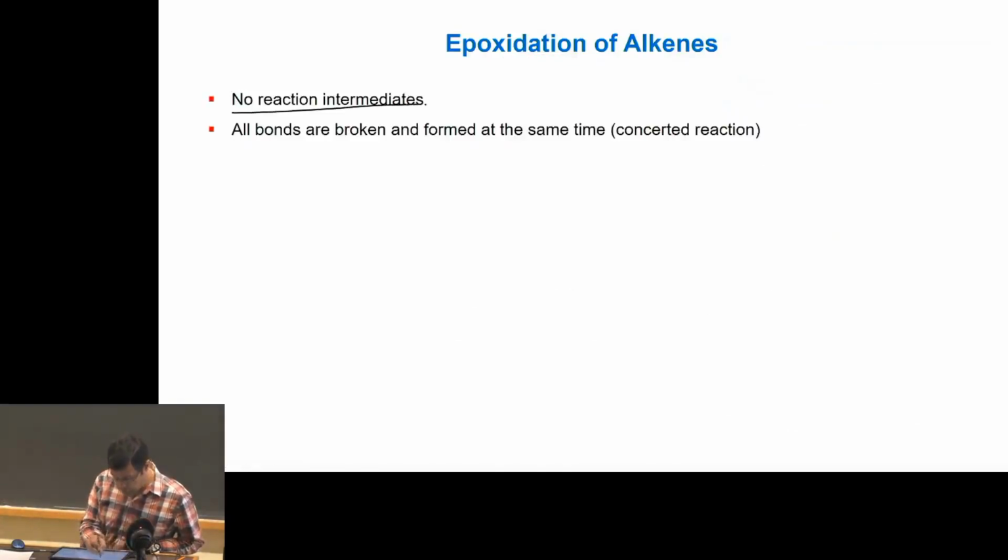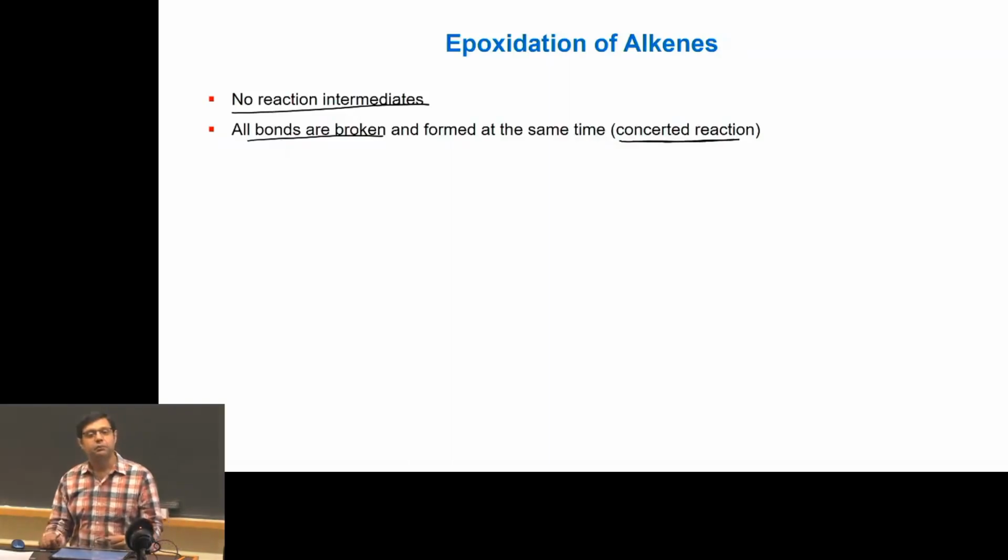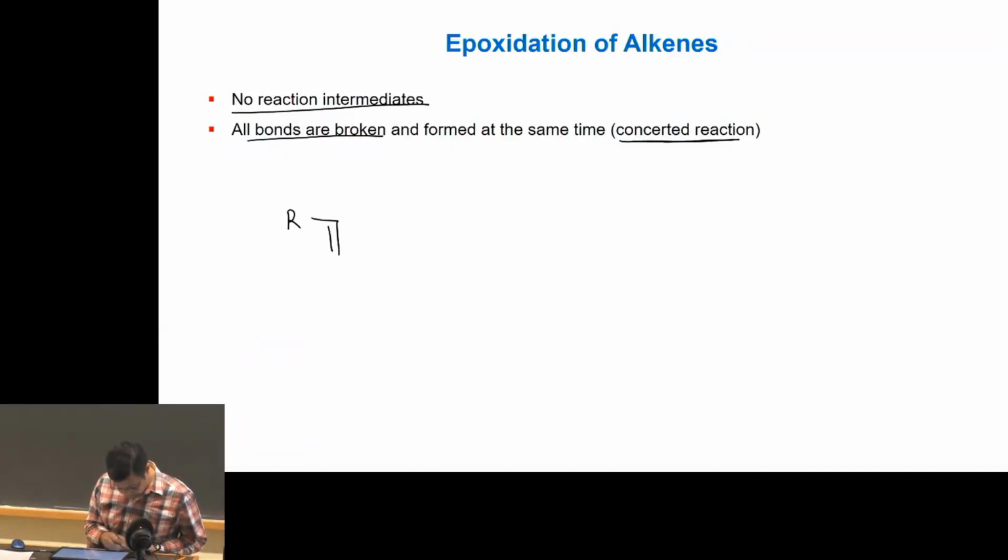This reaction has no reaction intermediates. The reaction occurs in one step. All bonds are broken and formed at the same time. A one-step reaction is also referred to as a concerted reaction. Right? So let's write the mechanism. Let's say I start off with a generic alkene. Let's write the structure of MCPBA. This is the structure of MCPBA.